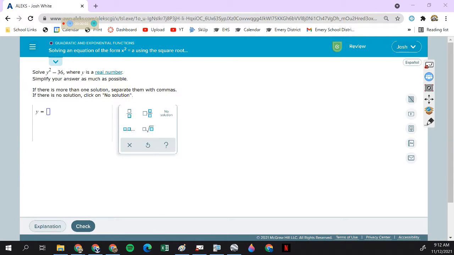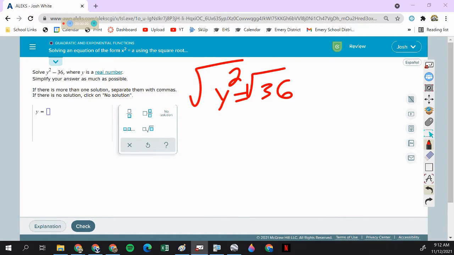In 4.3, we have an equation where the variable is squared and it wants us to solve. So if we have y squared equals 36, how do you undo a second power? Take the square root. When we take the square root, we get y is equal to 6. Is that the only answer?